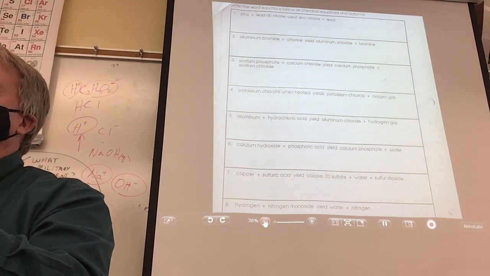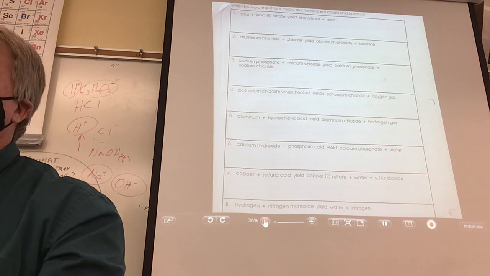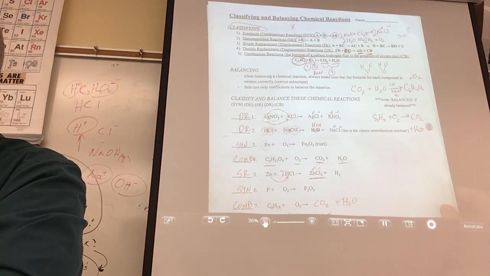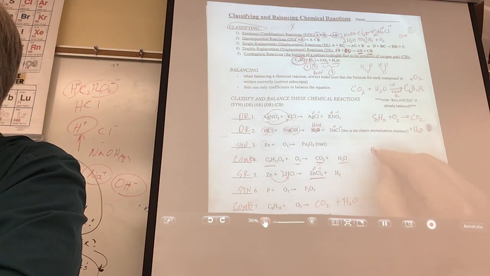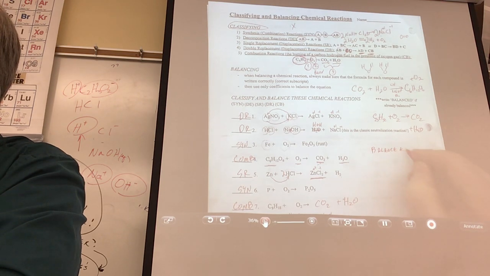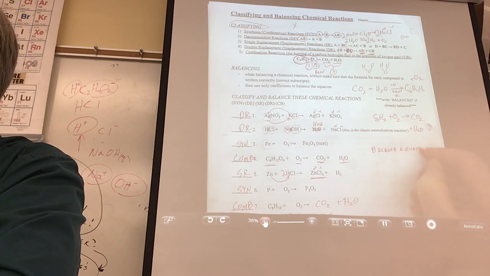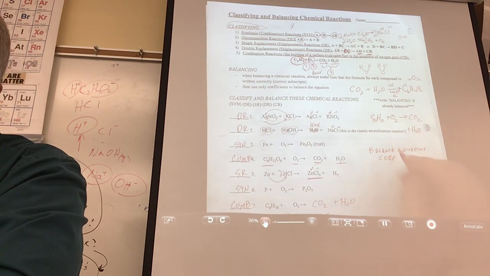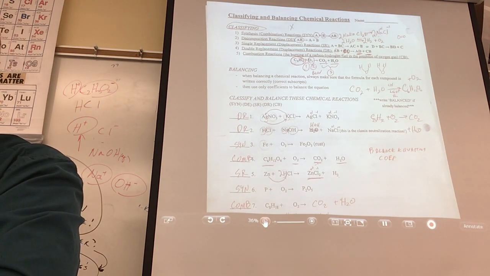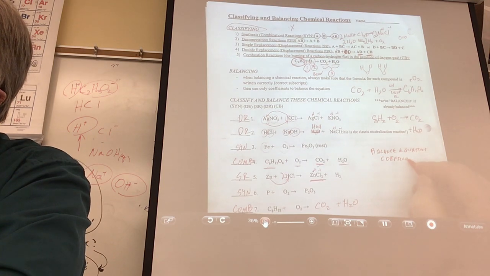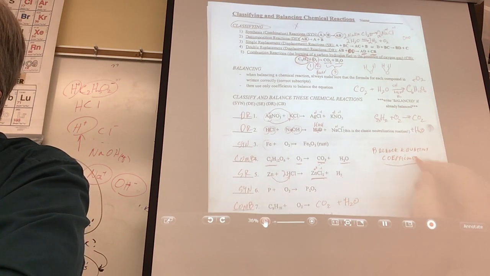I have 5 tricks that I can teach you to tell you how to balance an equation. Now, when you balance an equation, you must only use coefficients. I've already taken care of my formulas. I have to make sure that my formulas are correct. If my formulas are correct, I can only use coefficients to balance an equation, okay?